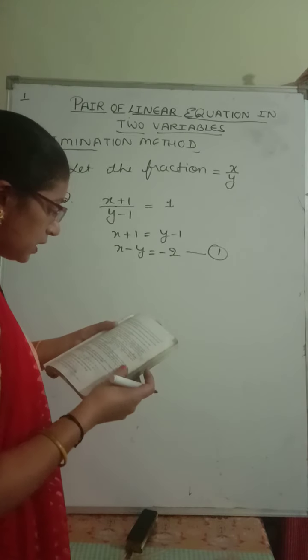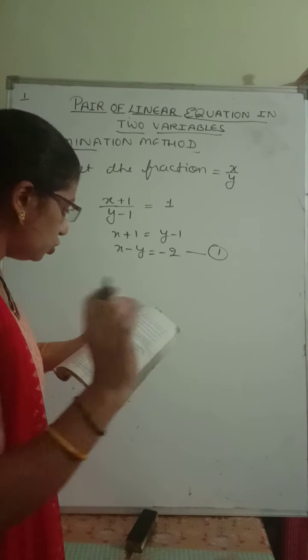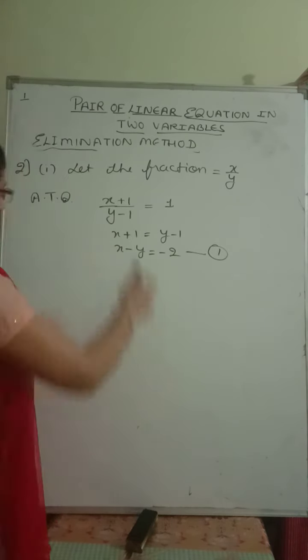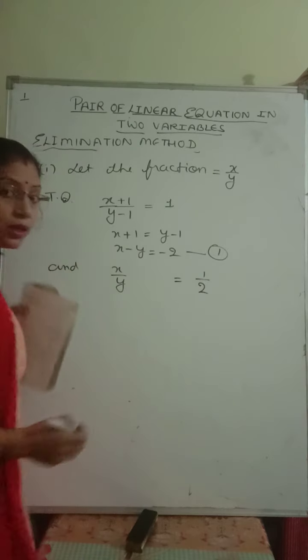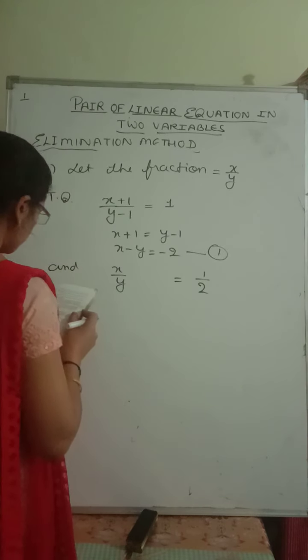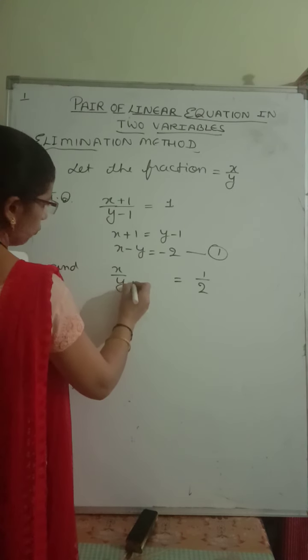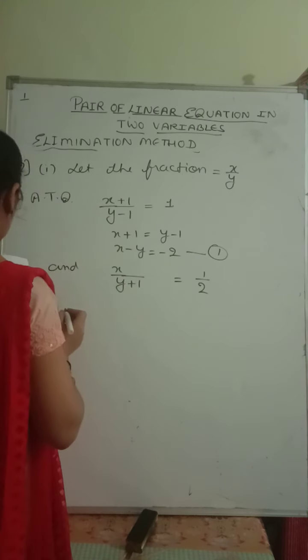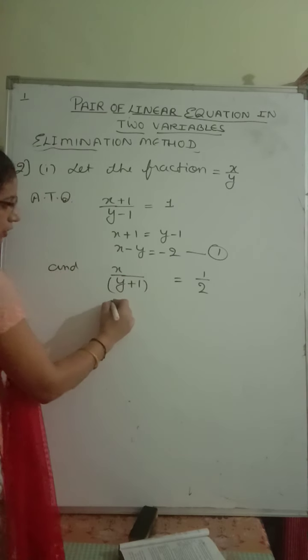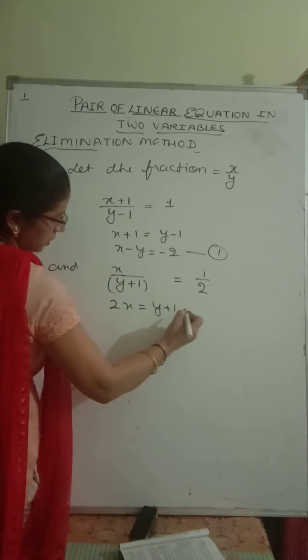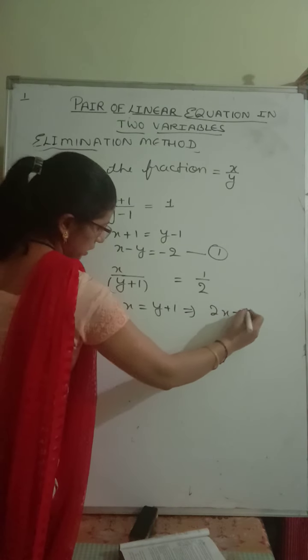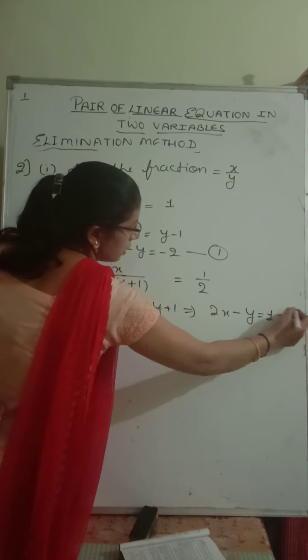Now what are they giving? It becomes 1 upon 2, ये जो fraction है becomes 1 upon 2, if we only add 1 to the denominator. What is the fraction? तो हमें क्या निकालना है? Fraction निकालना है, ठीक है? So cross multiply. 2x equals y plus 1. So we have 2x minus y equals 1. This is equation number 2.